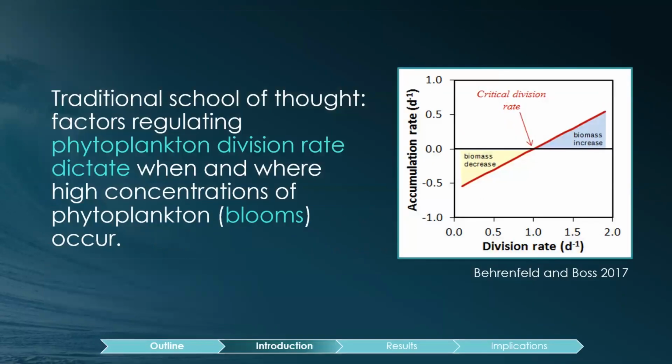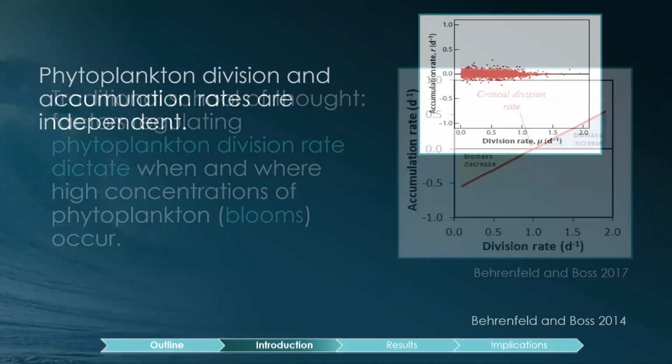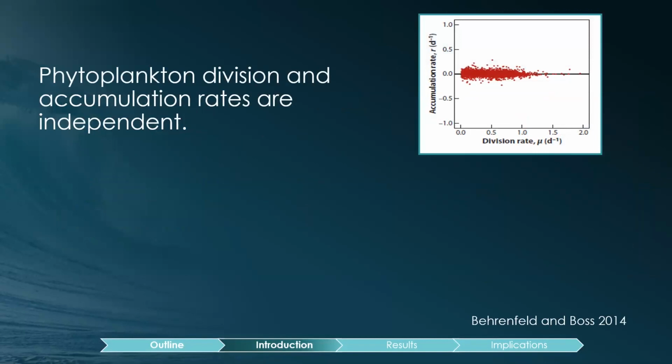However, if we look a little bit closer at this traditional school of thought, what this really says is that accumulation rate should be directly proportional to division rate. So here you have accumulation rate, or r, or delta C, and so you should see a linear increase in accumulation with division. However, satellite observations of phytoplankton dynamics in the subarctic ocean reveal that phytoplankton division and accumulation rates are independent.